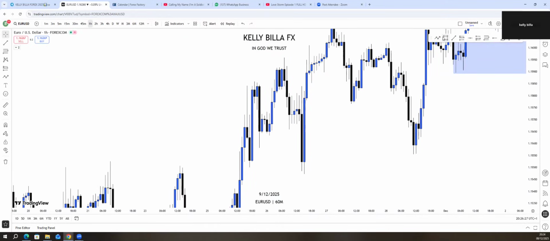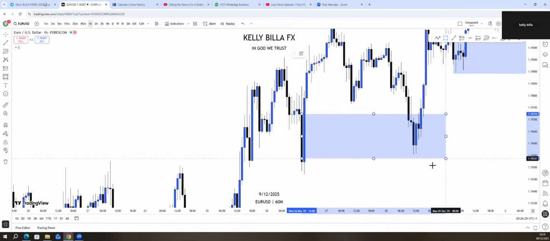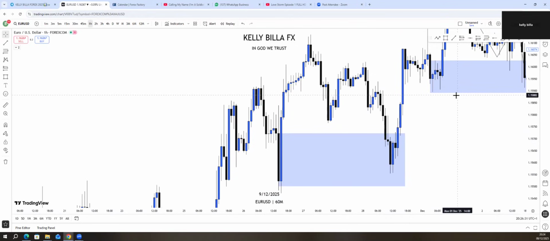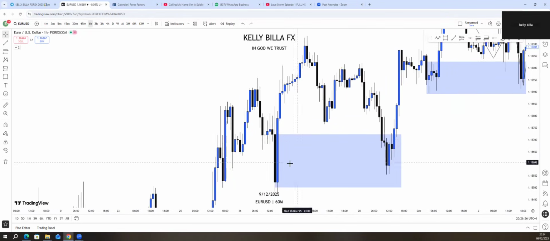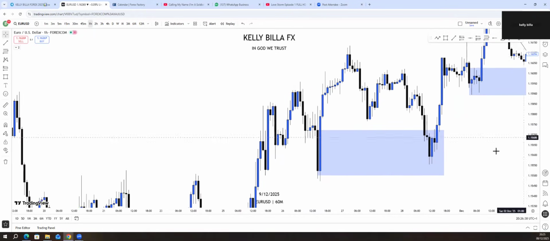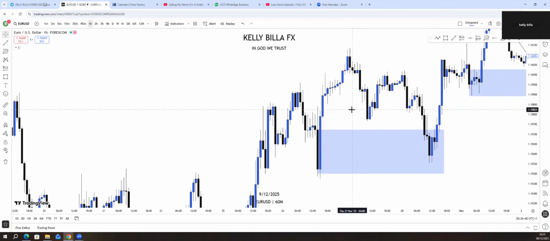Same thing here. This was another demand zone. All of these areas are mapping the trades we took last week, okay? These are trades we took last week. So this was a perfect demand zone, perfect demand zone. We have strong buyers coming in from that area.